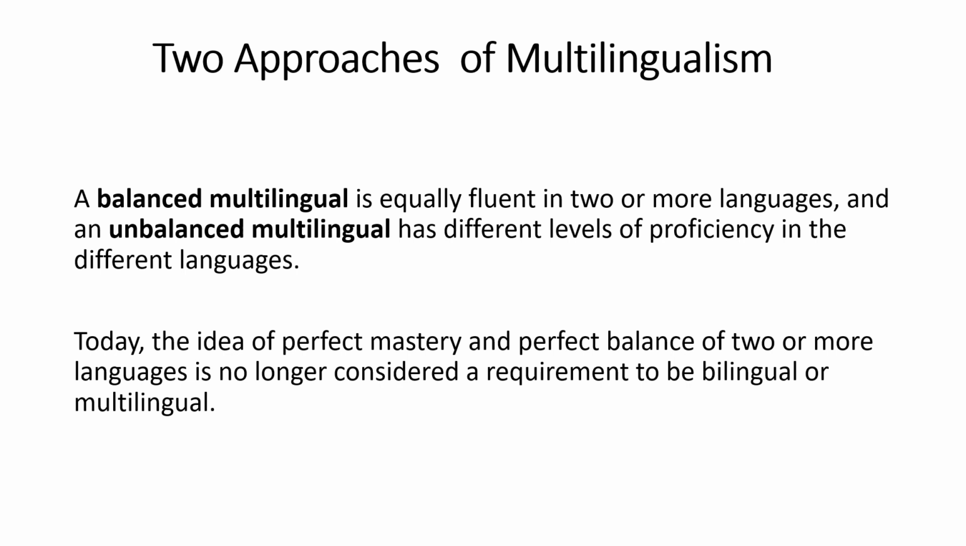There is a need or requirement. What is the requirement? We have to communicate with other people. We have to participate in communication. If we are able to participate, we are able to converse with other people in different required languages, it means this is sufficient, and there is no need for perfect mastery and perfect balance of two or more languages. This is not a criterion. This criterion is no longer required by the bilingual or multilingual approach.